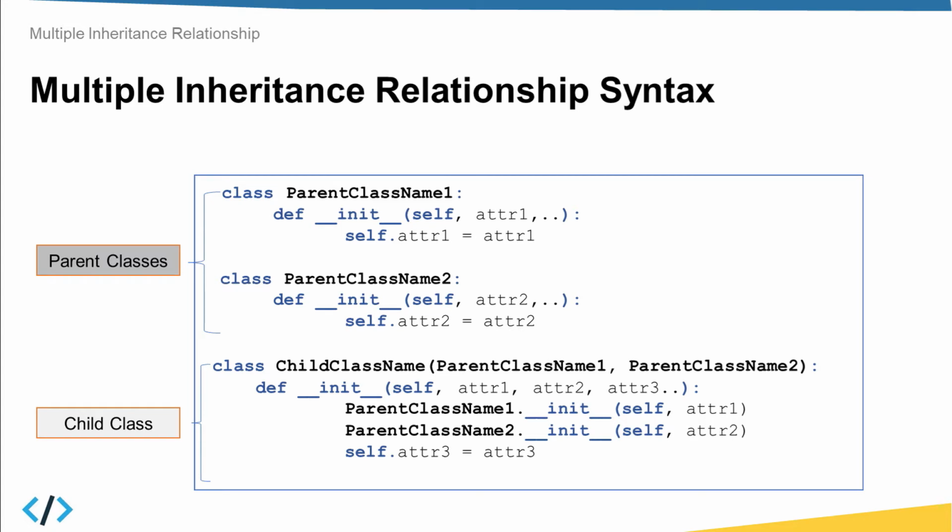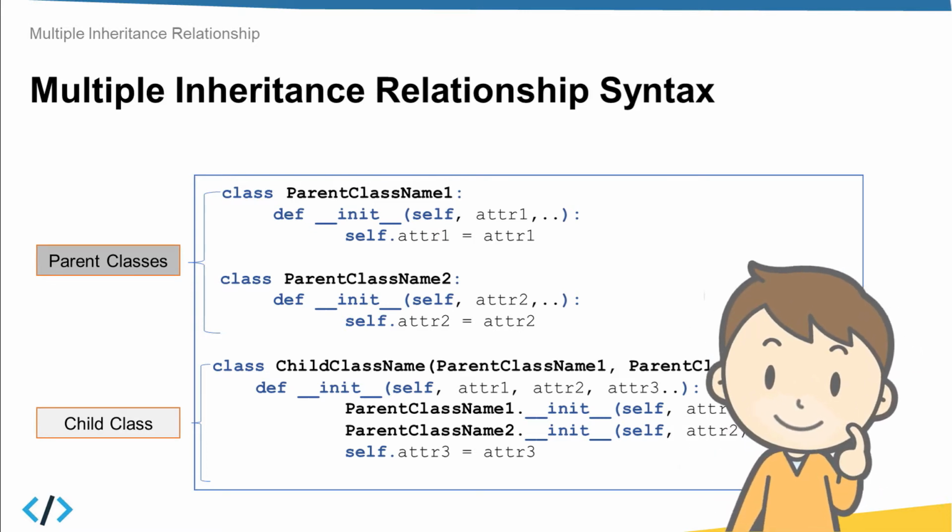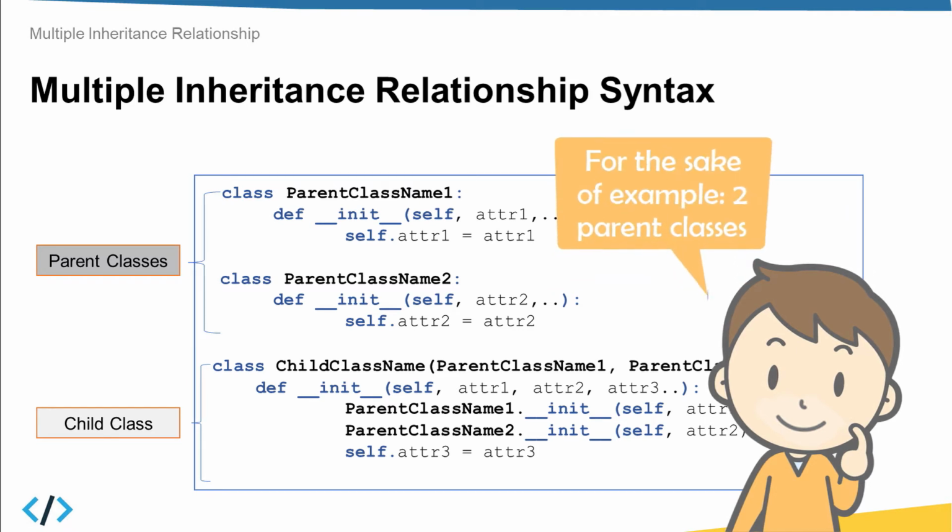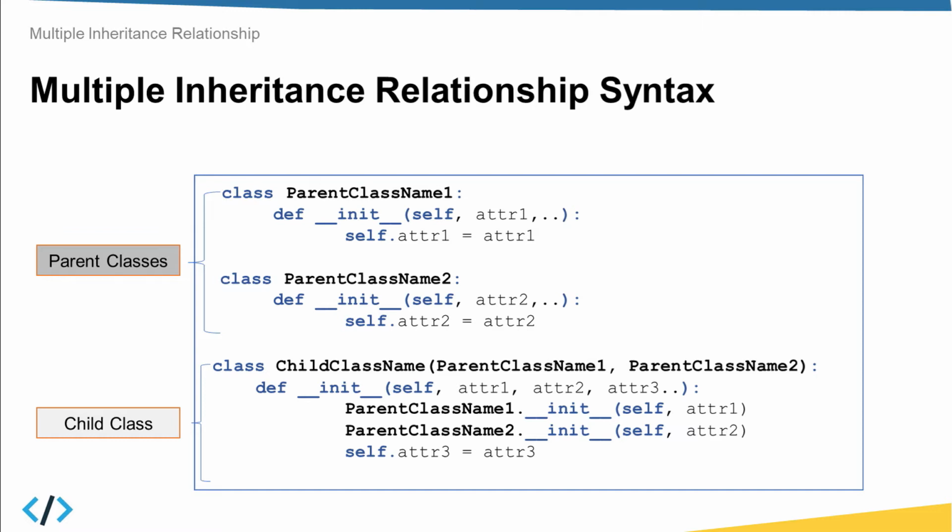Also, you have to note that in this relationship, in the child class constructor, we are calling the constructors for both of the parents in this example. The last point that I want to talk about here is that, for the sake of example, I'm using just 2 parent classes, but in reality, you can use as many classes as you want as parent classes.